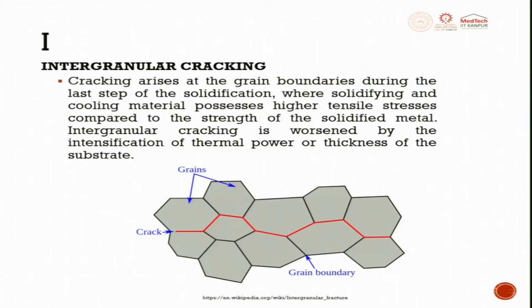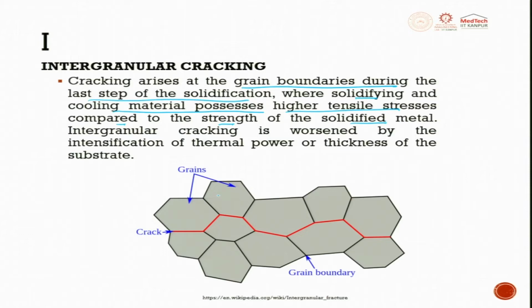Intergranular cracking. Intragranular means inside the grain, inter means between two grains, it is cracking. Cracking arising at the grain boundaries during the last step of solidification, where the solidifying and cooling material possesses higher tensile stresses compared to the strength of the solidified metal. This is very important.